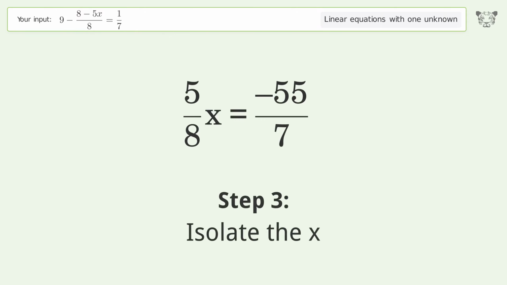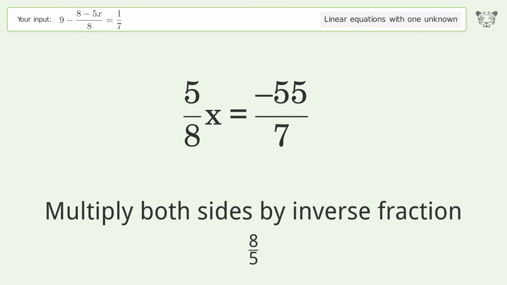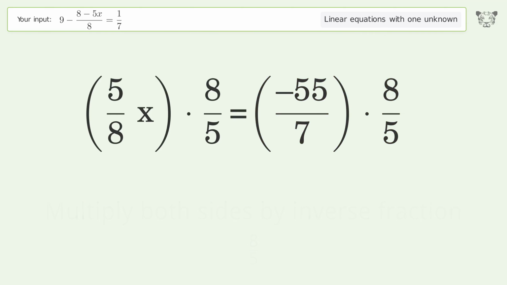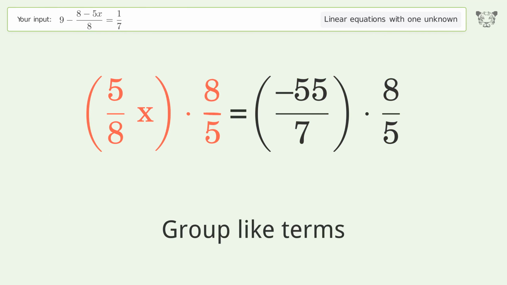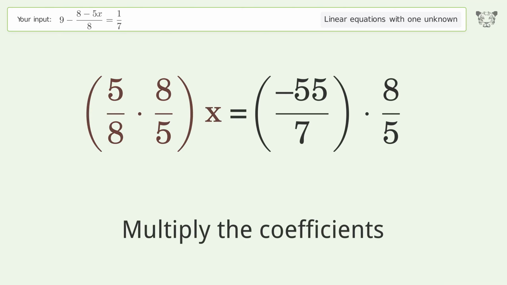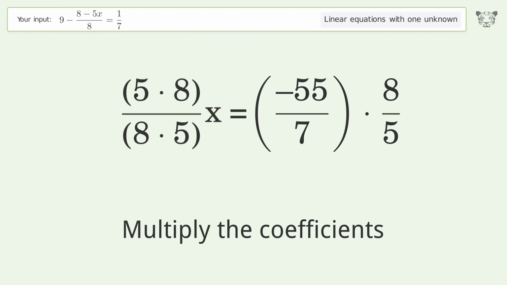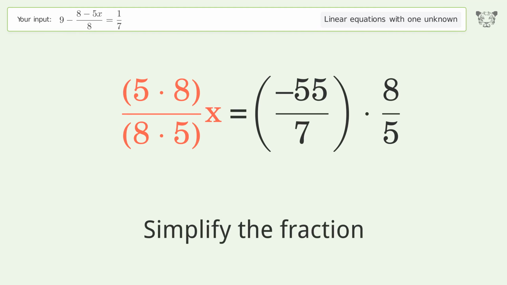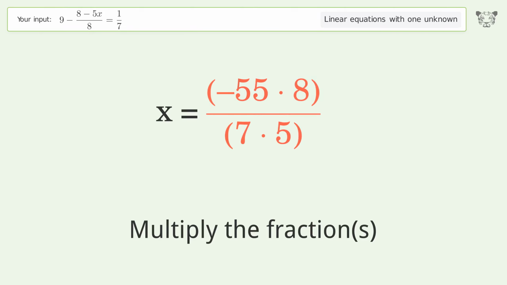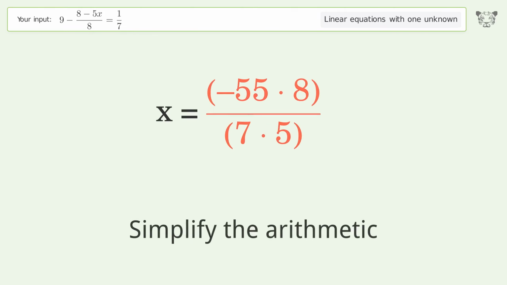Isolate the x. Multiply both sides by inverse fraction 8/5. Group like terms. Multiply the coefficients. Simplify the fraction. Multiply the fractions. Simplify the arithmetic.